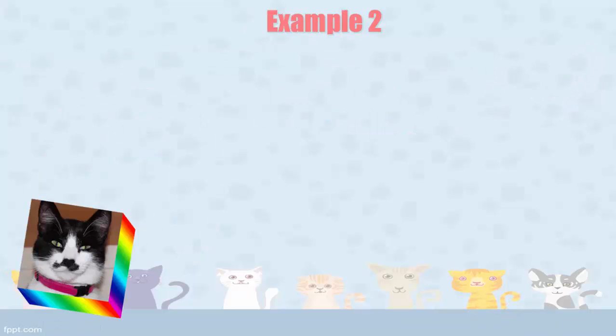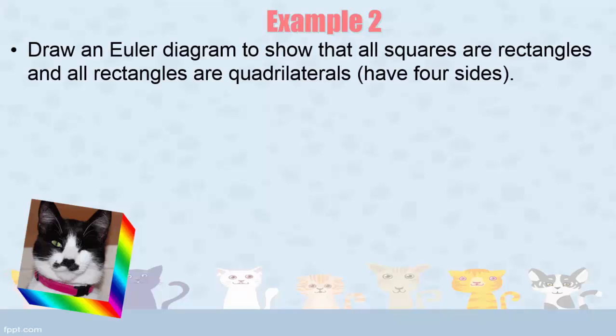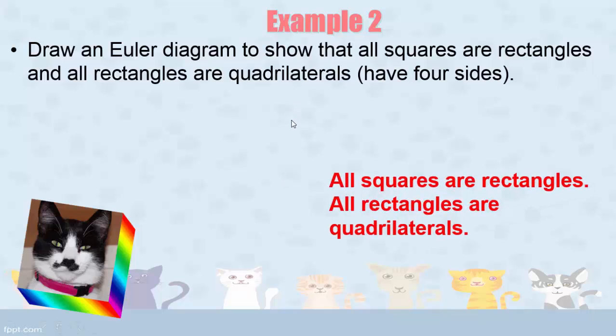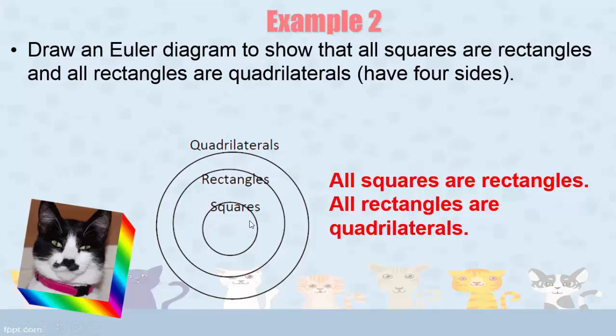Similarly, for example number 2, we could draw an Euler diagram to show that all squares are rectangles, all rectangles are quadrilaterals, which have 4 sides. So, of course, the squares are the most specific, since squares are a subset of rectangles, and rectangles are more specific than quadrilaterals, since rectangles are a special kind of quadrilateral. So all squares are rectangles, so therefore we can write our Euler diagram in such a way that we have squares, which are within rectangles, which are a specific kind of quadrilateral, and then rectangles, which are a specific kind of quadrilateral.